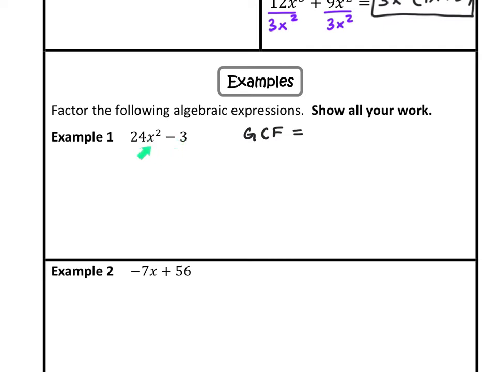Do they have any x's in common? No, right? This 3 doesn't have any x's. What about the numbers? 24 and 3. Is there a common factor there? What two numbers multiply to give me 24 and give me 3 that have a common factor? Well, can I divide 24 by 3? Yes. Can I divide 3 by 3? Yes. So my GCF here is 3.